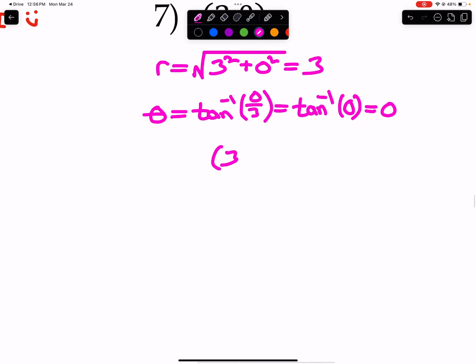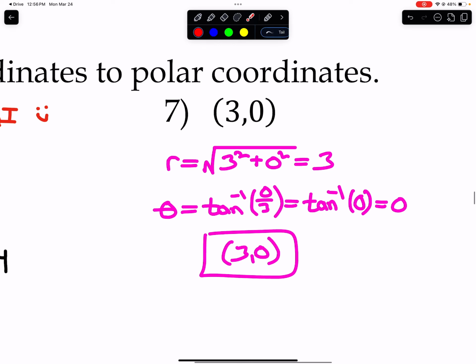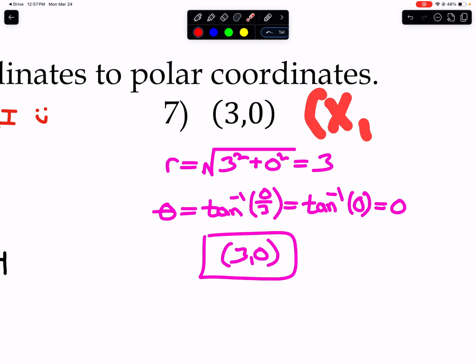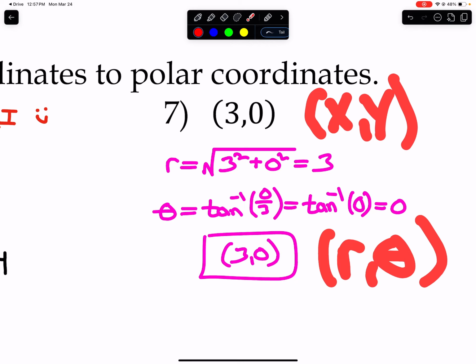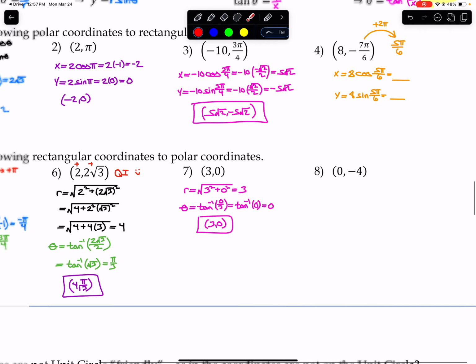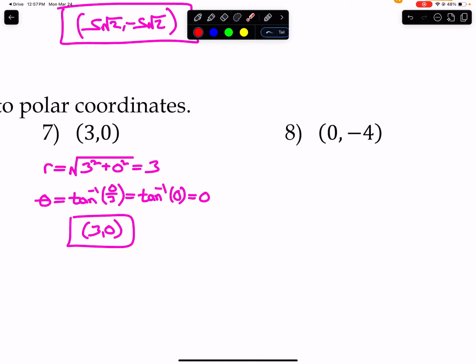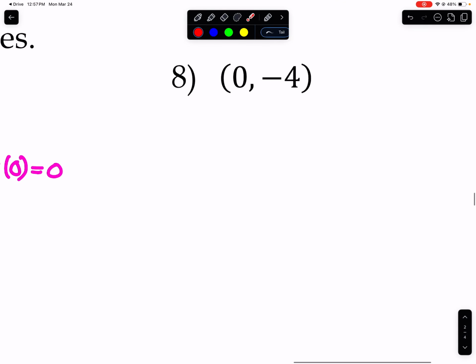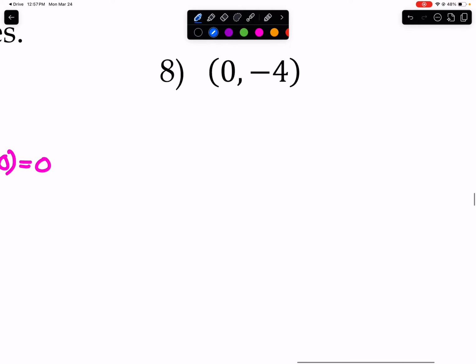So my coordinate here is 3 comma 0, which what's really annoying about this one, I have a love-hate relationship with these, the question literally is the answer. So in rectangular form and in polar, it turns out to be the exact same thing, which is kind of neat, but also really annoying. I did all that work to get the same thing. But anyways, moving on. Number 8.